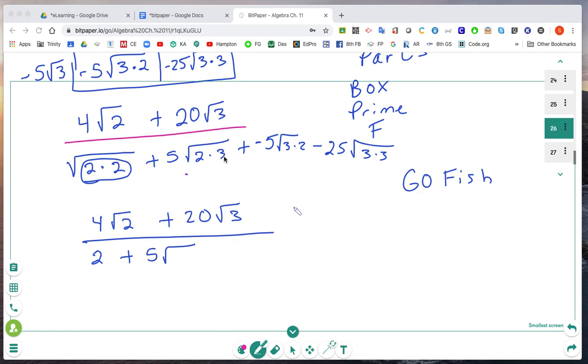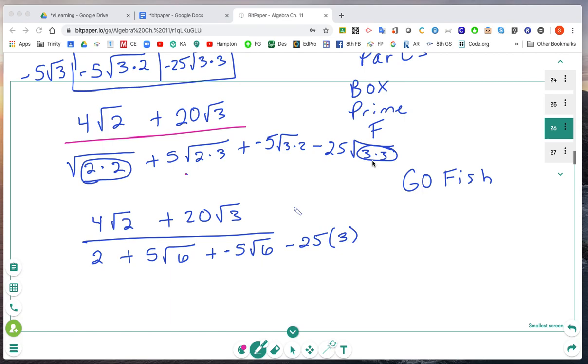5 square roots of 6 plus negative 5 square roots of 6, because I have nothing to go fish here, minus 25, and I do have 2 3's, so they're going to come out and multiply times that negative 25.